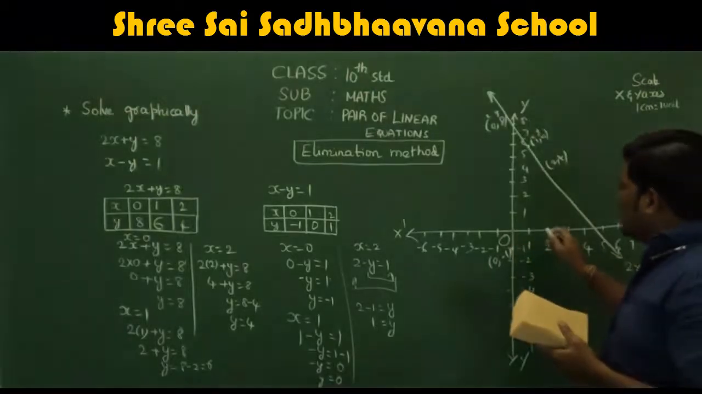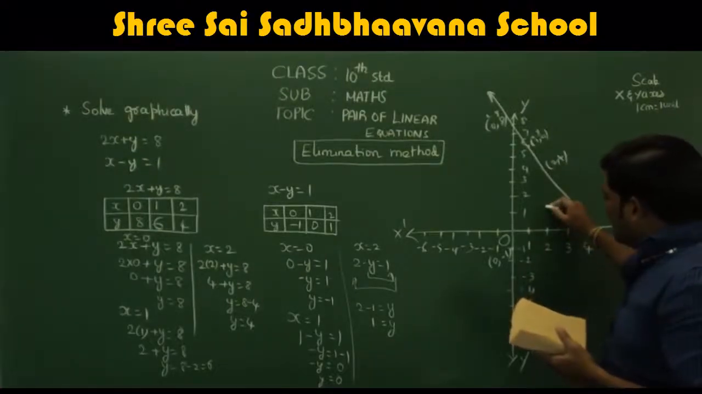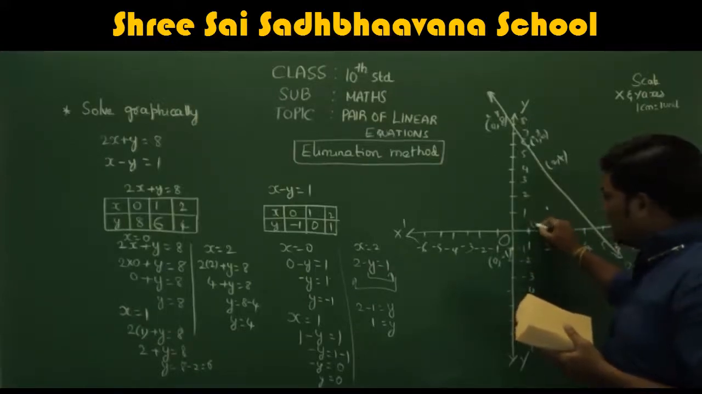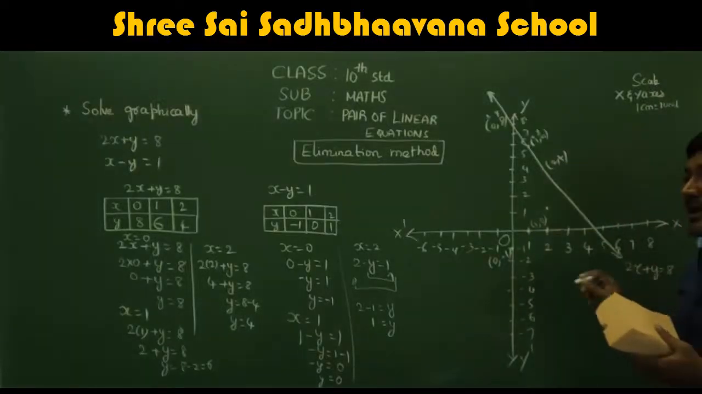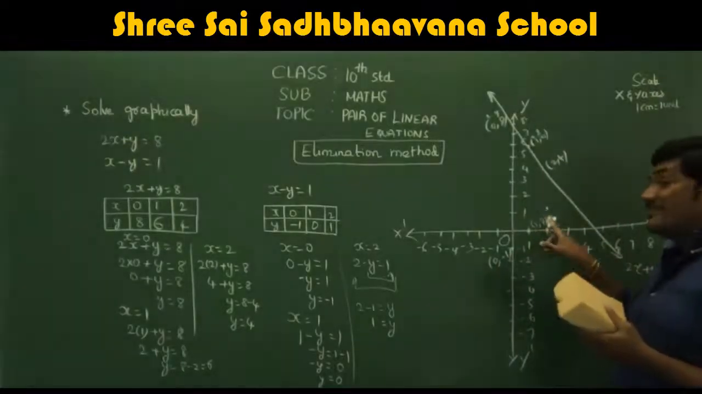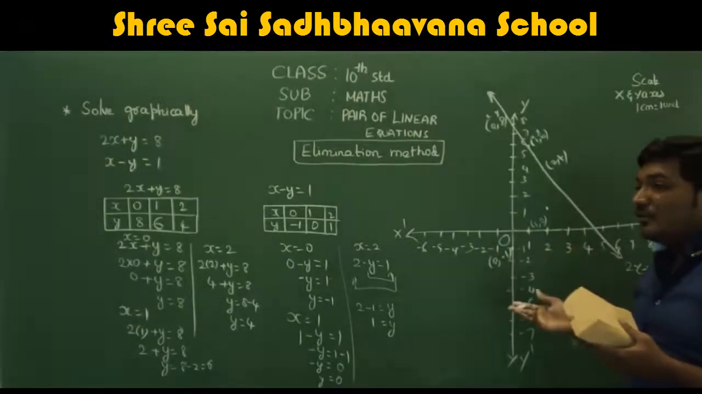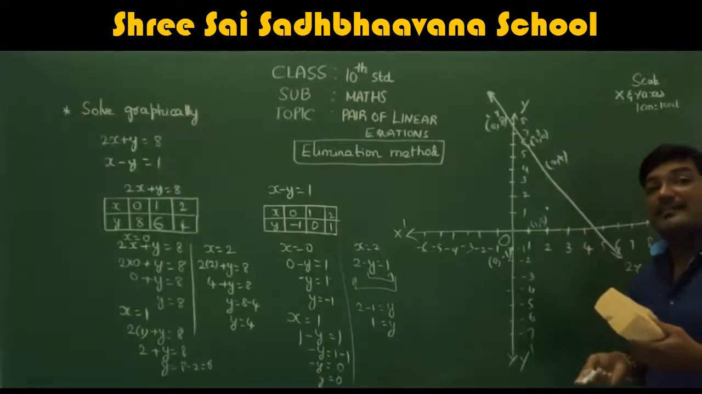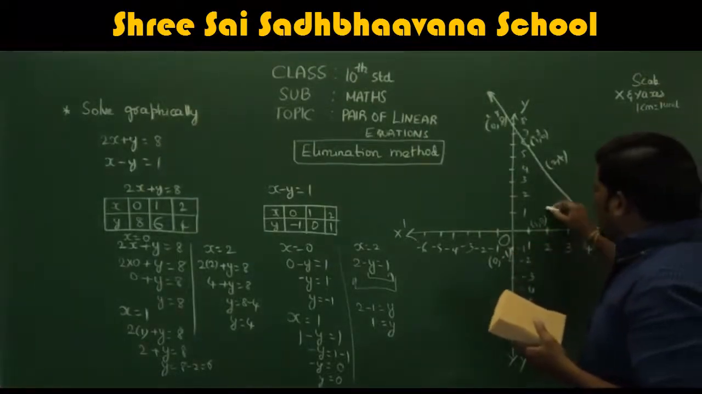Next it is 1 comma 0 and 2 comma 1. Again I am telling you it's a rough sketch. So 1 comma 0, right? Here you observe 1 comma 0 means exactly at 1 you have to plot on the x-axis, because here y is 0. If x is 0, that point lies on the y-axis. If y is 0, that point lies on the x-axis. So 0 comma minus 1, 1 comma 0 and 2 comma 1.